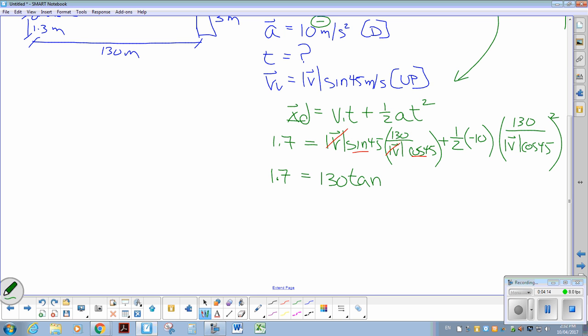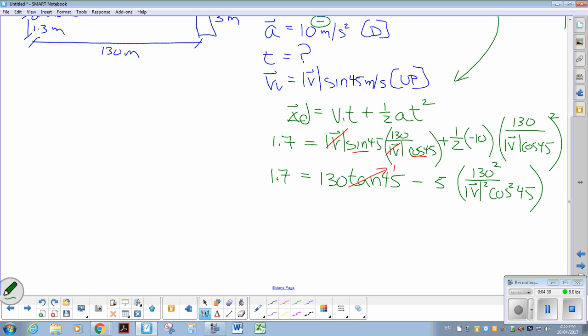So it's 130 times tan 45, and some of you will be saying, well, tan 45 is just equal to 1. So that disappears as well. Now on this one, you've got to be careful when you do the calculation. Half of 10 is 5. Now we're going to have 130 squared divided by, and that square has to get distributed in. All right.